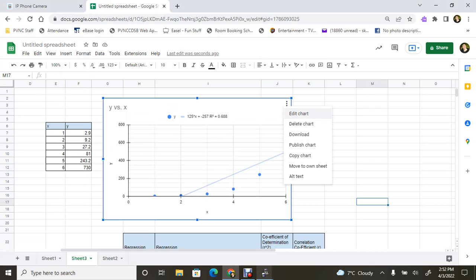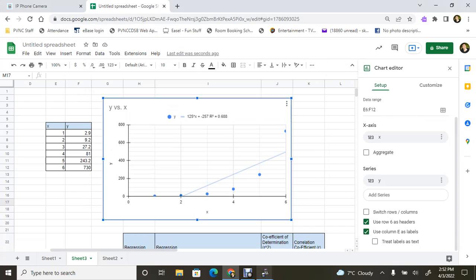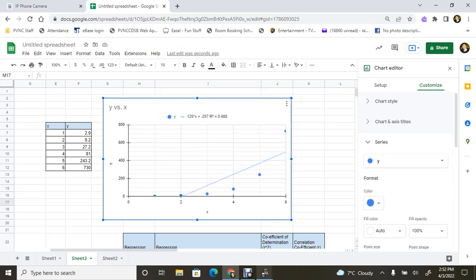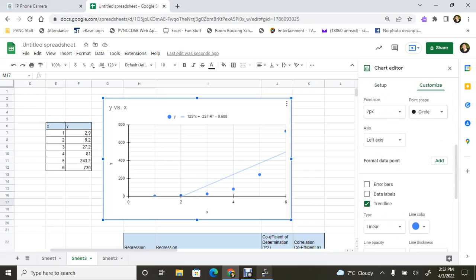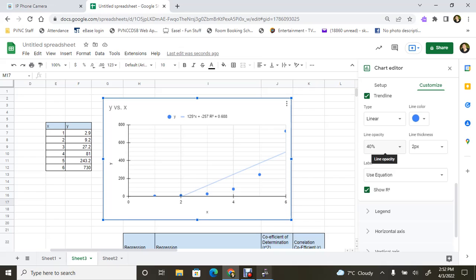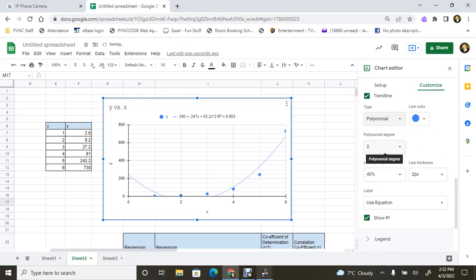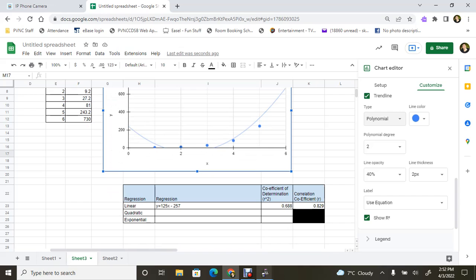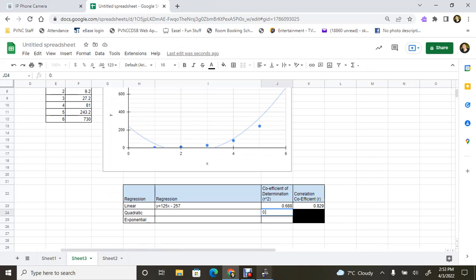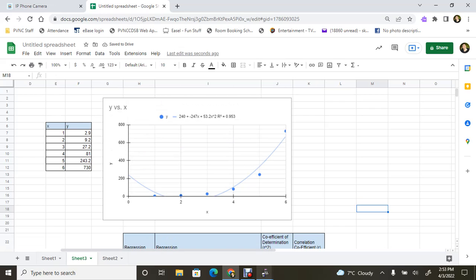Now we're going to switch the trend line. So we're going to edit the chart, and instead of having a line, we're going to go to customize, same place, series, and instead of using linear, we're going to go to polynomial. That'll give us our quadratic polynomial with exponent 2, and here's our equation. Our r squared is 0.953, so 0.953 goes here. It's the number at the end. That's our r squared, our coefficient of determination.